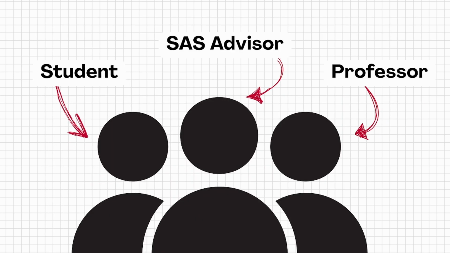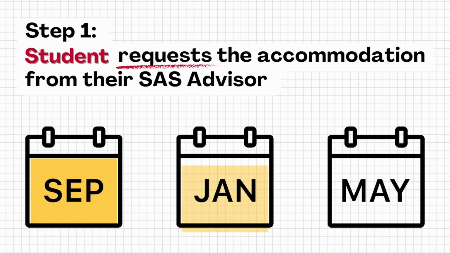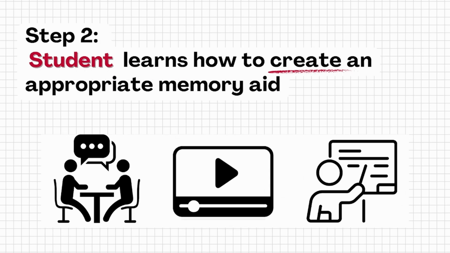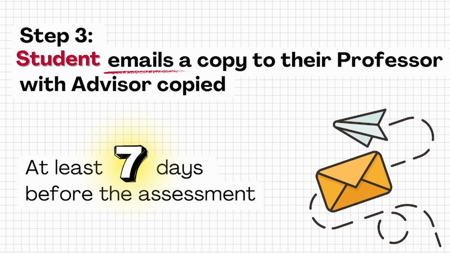The memory aid submission process must include the student, their SAS advisor, and the professor. At the beginning of every semester, students who have an approved memory aid accommodation must request it and activate it on the SAS portal. Students are then required to create an appropriate memory aid. They should discuss the procedure with their SAS advisor and watch this video or meet with the SAS Writing and Learning Specialist for more information. Once completed, students must email their memory aid to their professor with their advisor copied. Students are responsible for sending this email at least 7 days before the assessment.